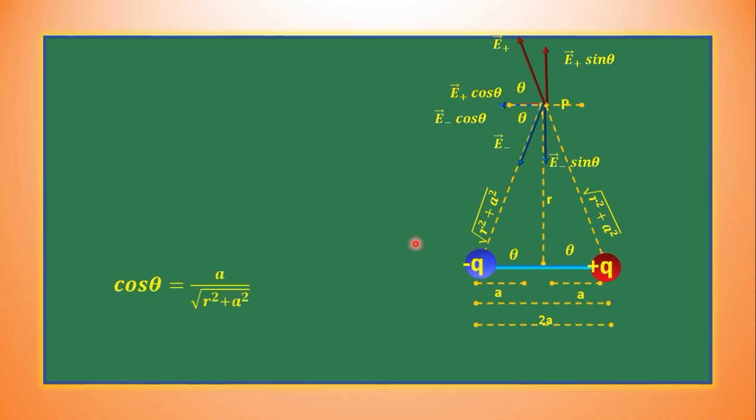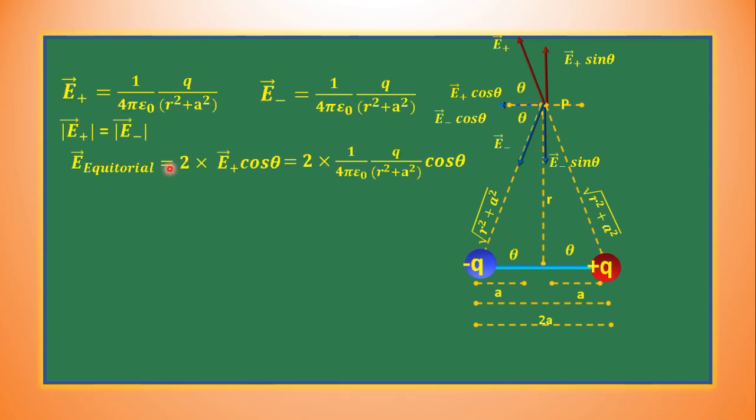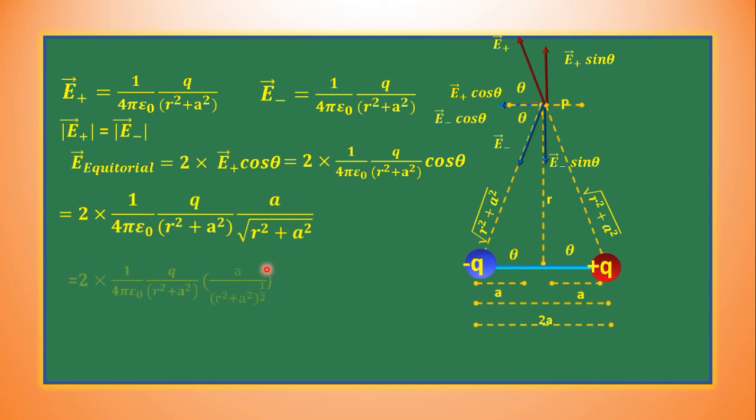See, in this triangle, cos theta equal to a by root of r square plus a square. So we can substitute back to this equation. Instead of cos theta, we can write a by root of r square plus a square. You will get 2 into 1 by 4 pi epsilon 0 Q by r square plus a square into a by root of r square plus a square. See, you can write r square plus a square raised to 1 by 2 instead of this root.